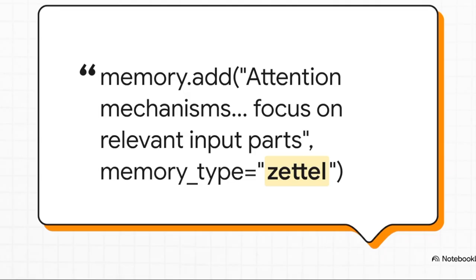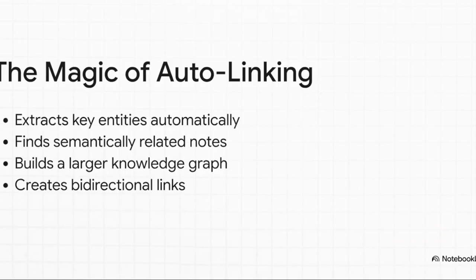So here, for example, we're adding one little fact about attention mechanisms. But the real magic is what happens the second you save that note. The moment that little note is added, the system just springs to life. It automatically pulls out the key concepts, it goes searching for any other notes that are related, and then it instantly weaves this new piece of info into a bigger knowledge graph by creating links in both directions. And the best part? This all happens automatically. No manual work needed.